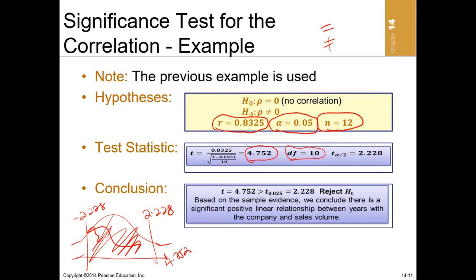Because we are testing correlation between years with the company and sales volume, we can say that based on the sample evidence, we conclude that there is a significant positive linear relationship between years with the company and the sales volume. That means that the correlation figure of 0.8325, although it is for the sample, can also apply to the population. It is significant to the population as well. That is how the computation is going to be.